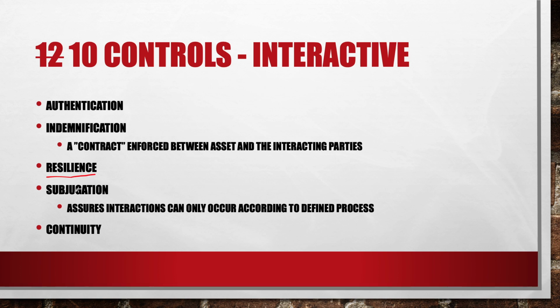Resilience is an important control. Subjugation and continuity. Subjugation is the assurance that the interactions can only occur according to a defined process. So you have full definition of which interactions can occur. That is full subjugation. All of these are interactive controls.